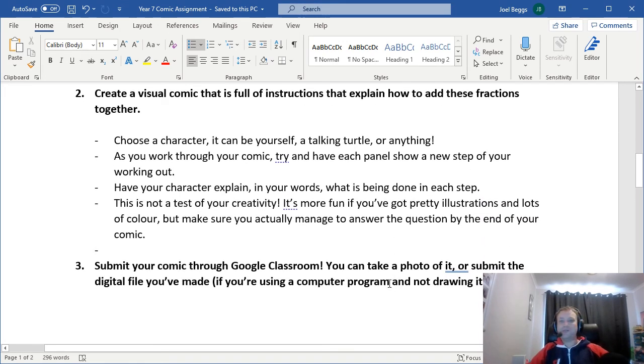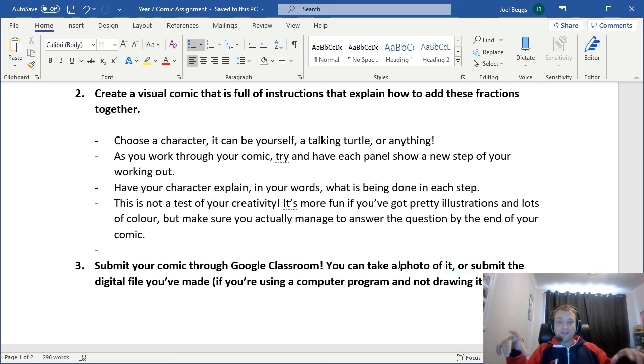We're not testing your creativity. We don't care if it looks pretty or if it looks ugly, right? It's more fun if it is pretty and it's got a bit of color involved. It's probably your almost only chance this year in maths to be a bit creative and put a splash of color in your work. The main thing though is you've got nice, clear, easy to understand instructions for your fraction, and by the time you're finished, you've actually answered the question and got the right answer to what your fraction is.